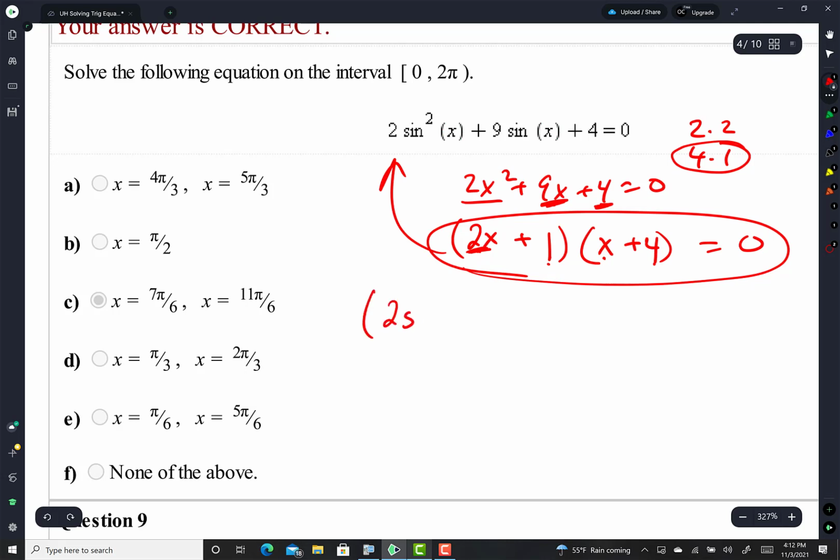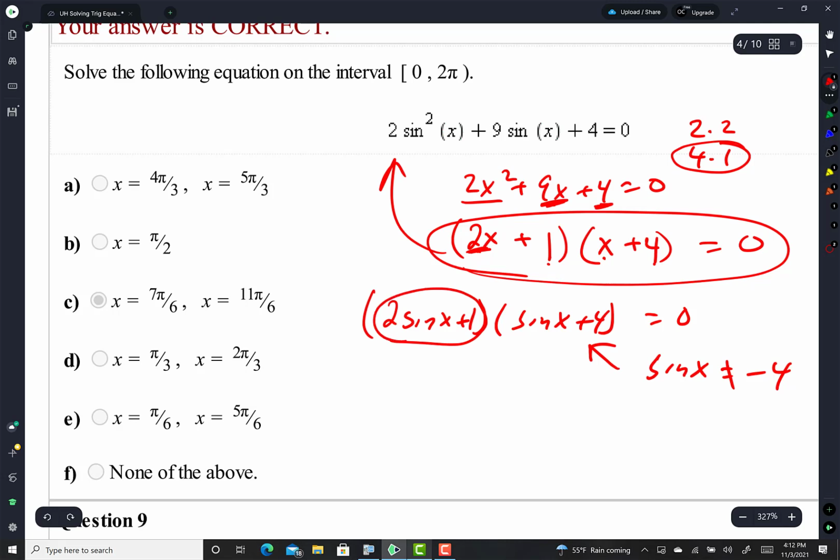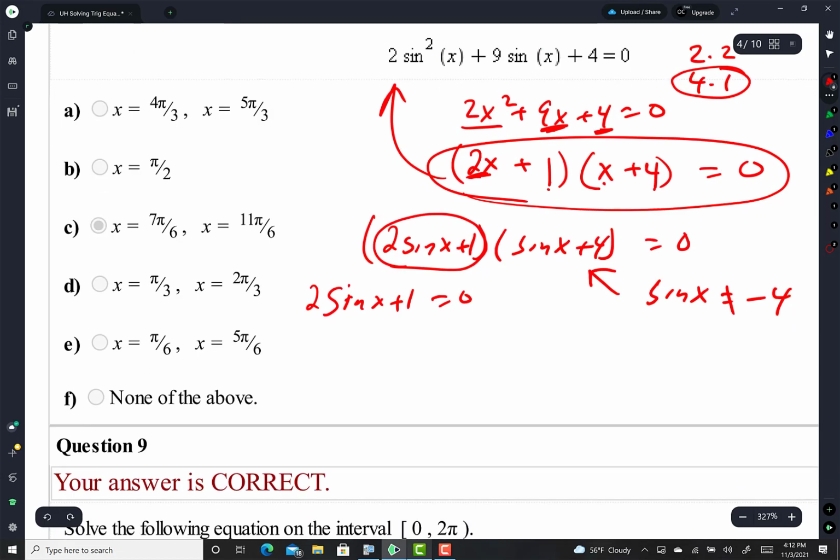So I'm going to write 2 sine x plus 1, and I'm going to write sine x plus 4 equals 0. I do not have to pay attention to that one because sine x will never be negative 4. Never. But this one I do have to focus on. So 2 sine x plus 1 will definitely equal 0. So now I'm going to move the 1 to the other side and divide by 2. So 2 sine x equals negative 1. Sine x equals negative half.